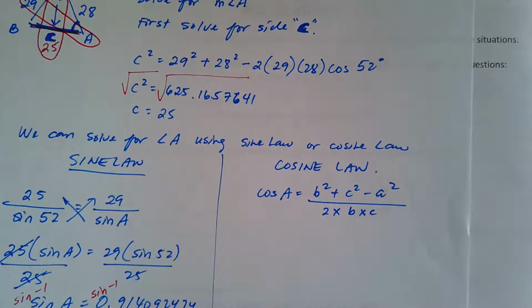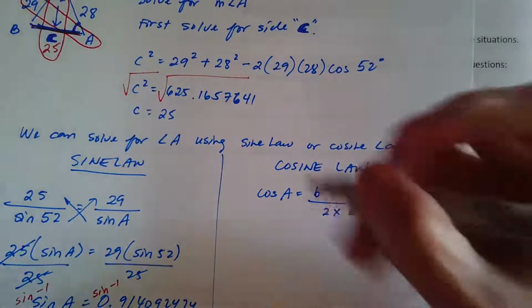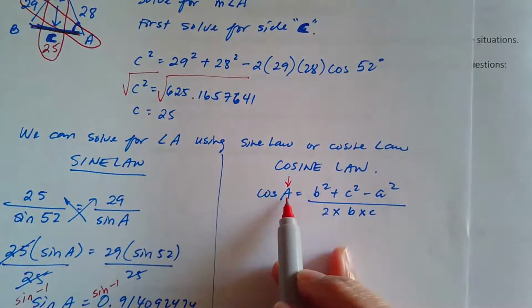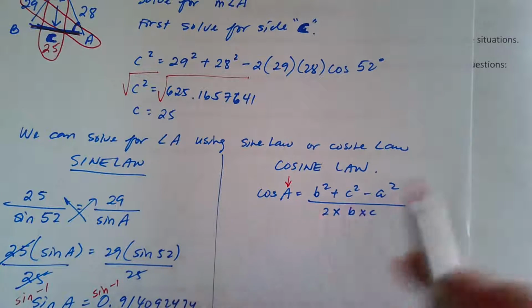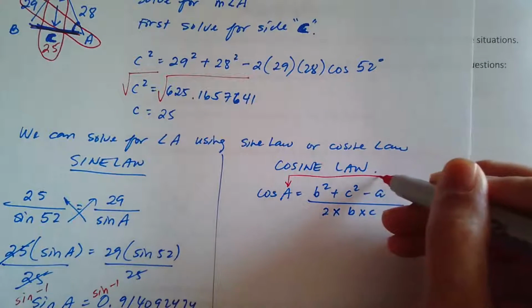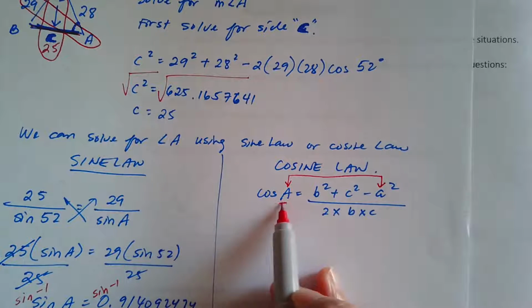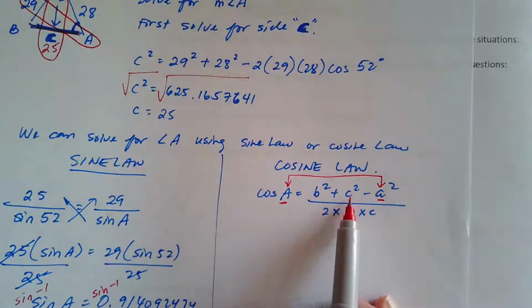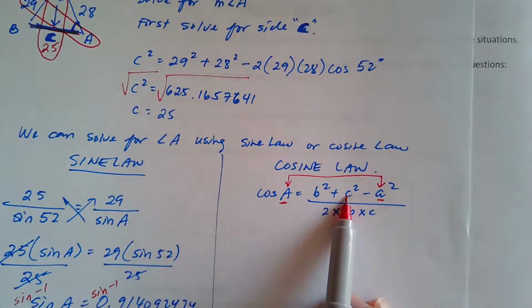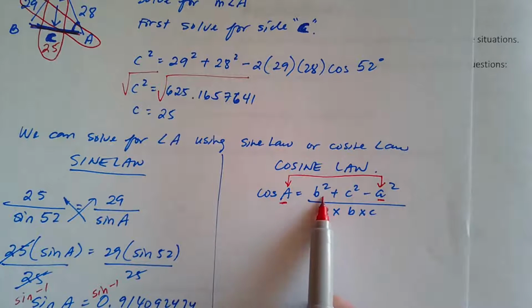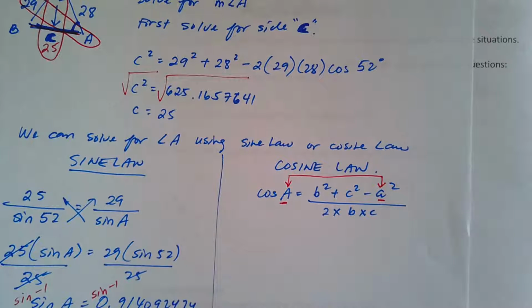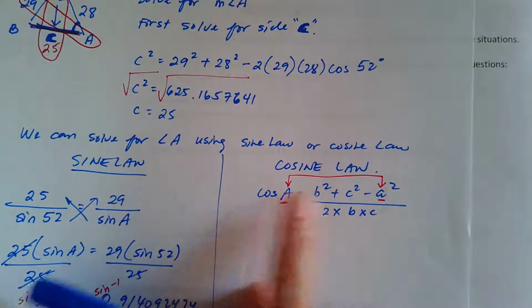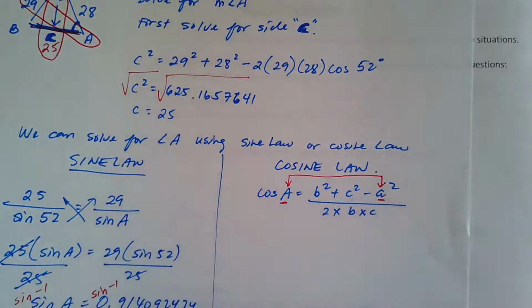Here's what you could think about. If this is the angle A that you're looking for, it could be angle A, angle B, or angle C. These two are going to be just the other two sides. Okay, so in this case, it's B and C. So if this is angle A, at the end here is going to be side A.